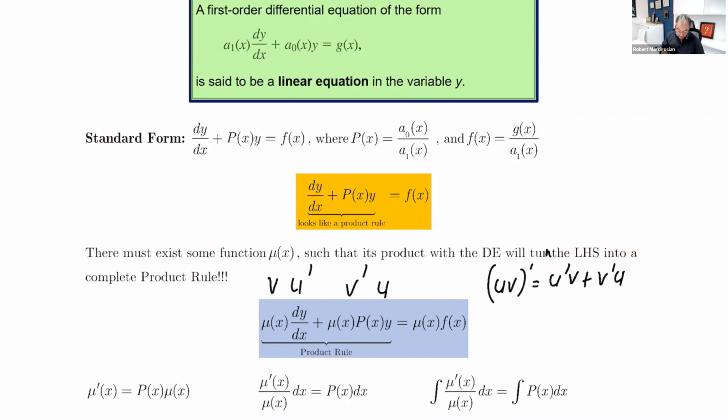However, there exists a function mu of x such that its product with the differential equation will turn the left-hand side into a complete product rule. So we are looking for a function. If we multiply that by both sides, this becomes a complete product rule. So this is mu times dy/dx, the u prime, and this is mu prime times y, which is our u. And of course, the right side is just mu of x times f of x.